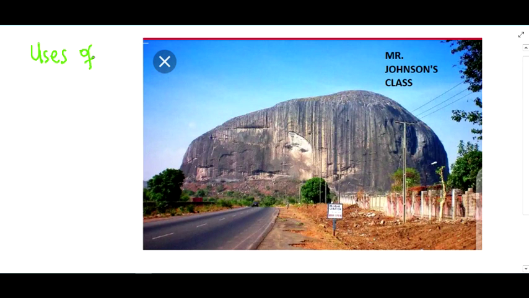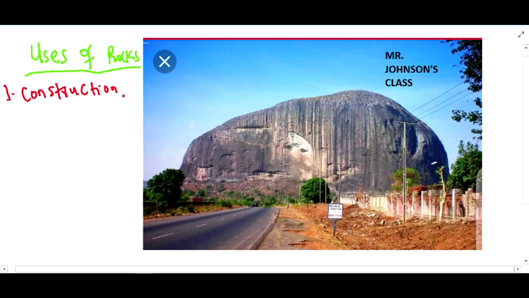Uses of rocks. I'm just going to mention a few importance of rock to us and their uses in our society. One is that rocks are used for construction, construction of roads and all that. So we use them to build roads and build houses and so many things in our society. Secondly, we also use them as raw materials in industries. Like, hope you know, cement is produced from limestone, and limestone is a rock. So we use them as raw materials in our industries.